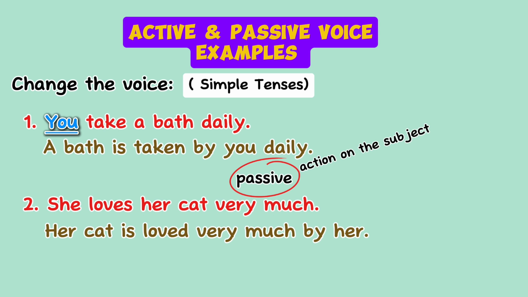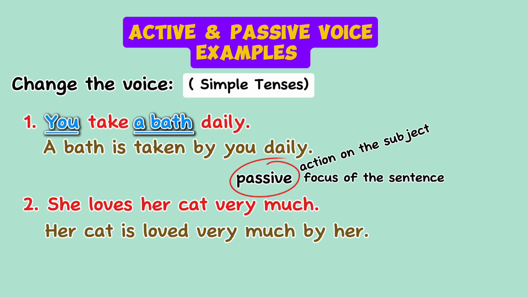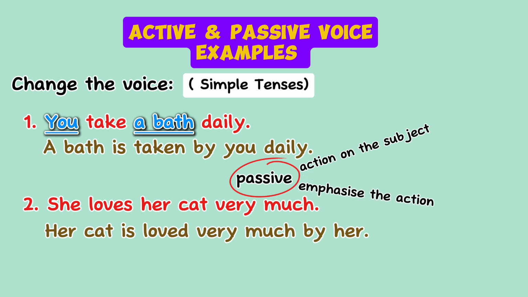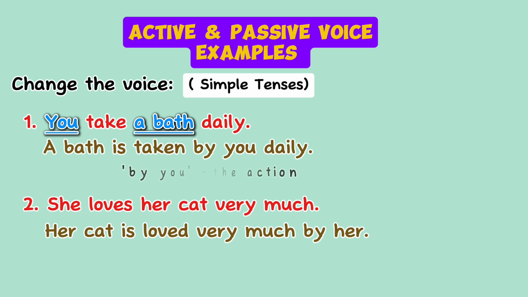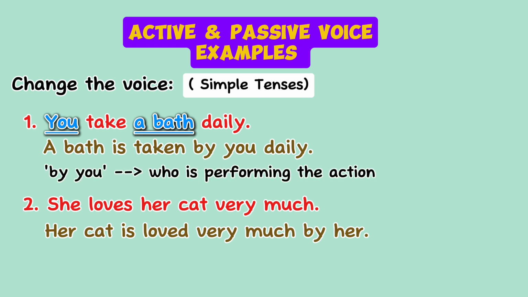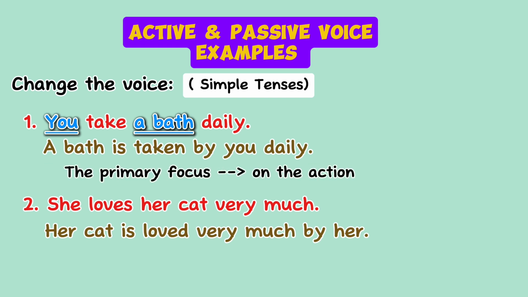Transforming the active sentence "you take a bath daily" to the passive voice involves making the object, a bath, the focus of the sentence. The structure changes to emphasize the action and the recipient rather than the performer. In the passive construction, a bath is taken by you daily. The phrase "by you" indicates who is performing the action, but the primary focus is on the action of taking a bath and its frequency.